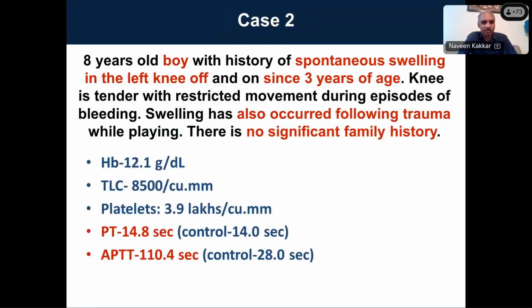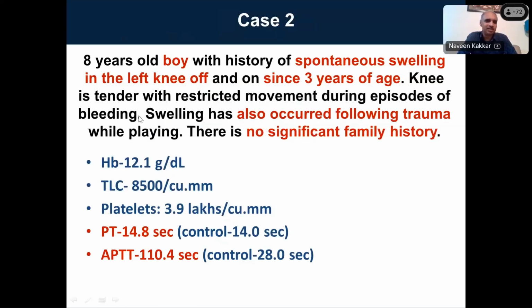So that's important. So the spontaneous swelling in the left knee is usually a bleed. Nothing else explains this. So a recurrent knee swelling in a boy, think of hemophilia. Knee is the commonest site of bleed, also called the target joint. And the target joint is a joint that bleeds much more commonly than the other ones. Knee is the commonest target joint. So the knee is tender because it's an acute bleed now, with restricted movement during episodes.